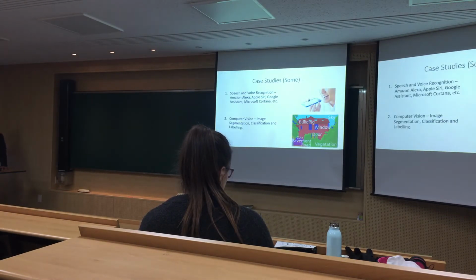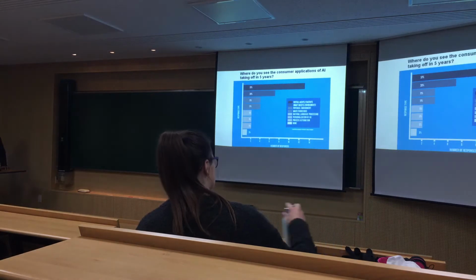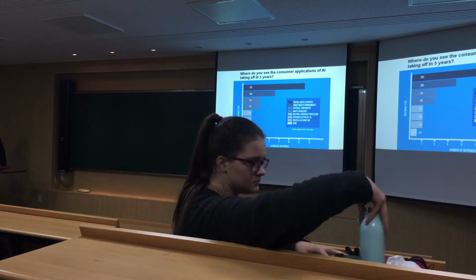A brief case review of the advent of AI almost everywhere. If you take the example of speech and voice recognition, we have Amazon Alexa, Siri, Google Assistant, Cortana, etc. And in the domain of computer vision, we have image segmentation, classification, and labeling, all done by AI systems developed by training models, giving them training data, and testing them. With the increase in AI in the research domain, we also have an increase in AI-based products.